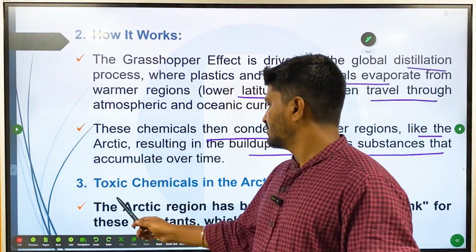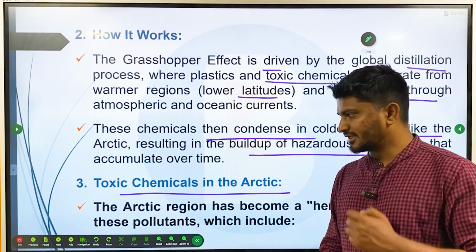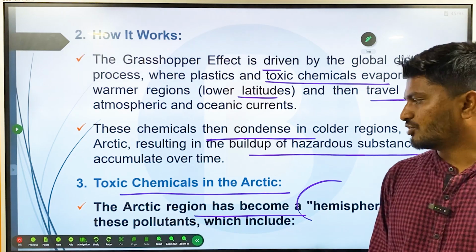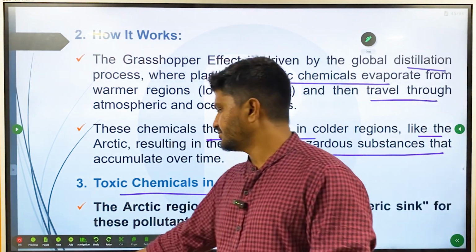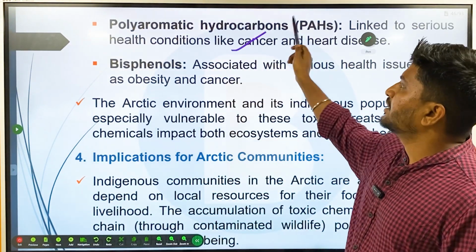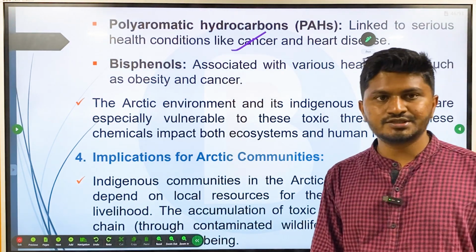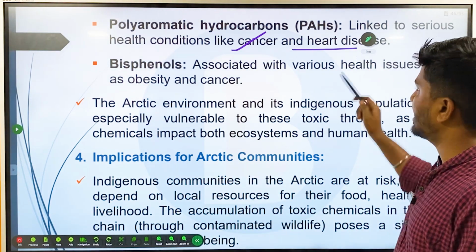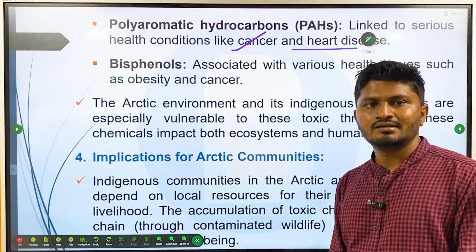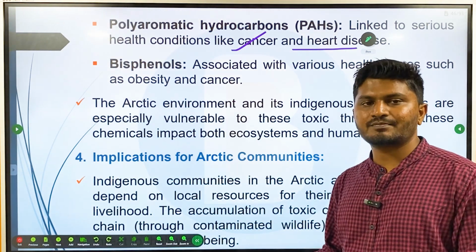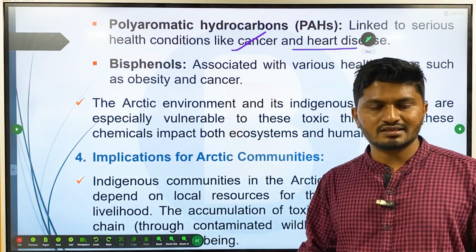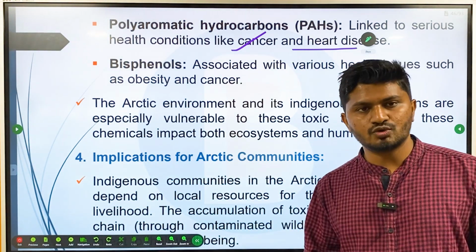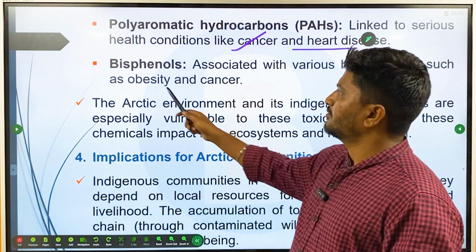Then, the toxic chemicals in the Arctic. The Arctic region has become a hemispheric sink for these pollutants, which include polyaromatic hydrocarbons or PAH. These are linked to serious health conditions like cancer and heart disease. Very important: these are not native to the Arctic. They are produced in the tropical regions or other lower latitudes, and then they are transported to the Arctic region through atmospheric and oceanic circulation.